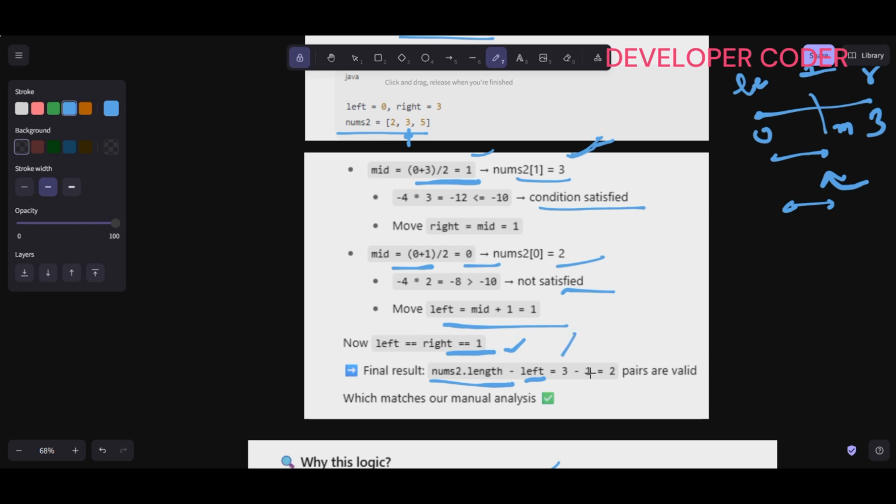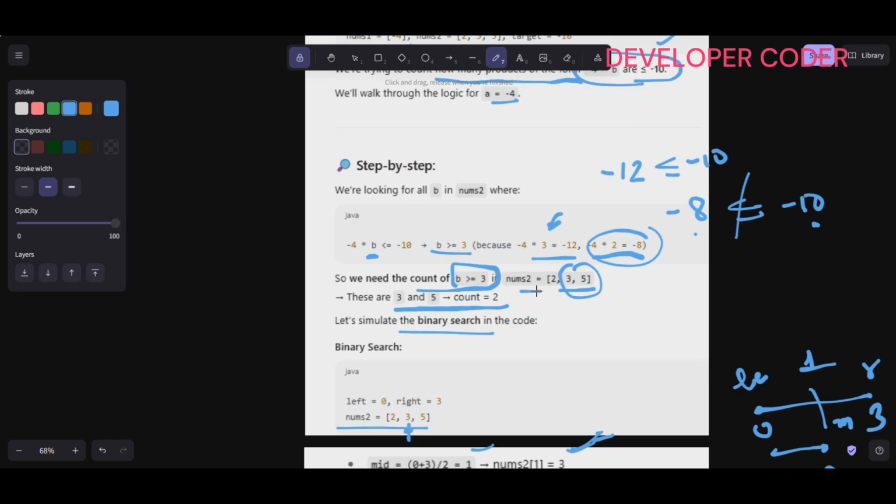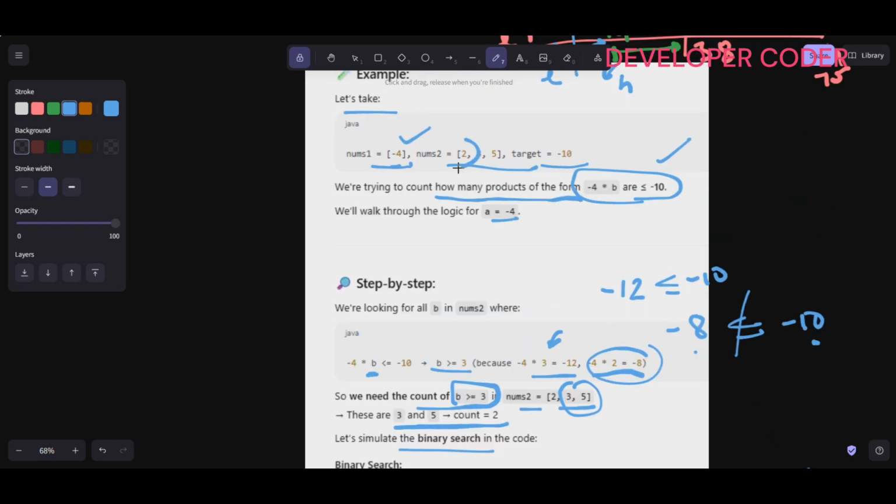Here nums2.length is 3 and left is 1, so what is the value that we are skipping? We are skipping this side, because with this we are getting bigger values, since this is negative, right?